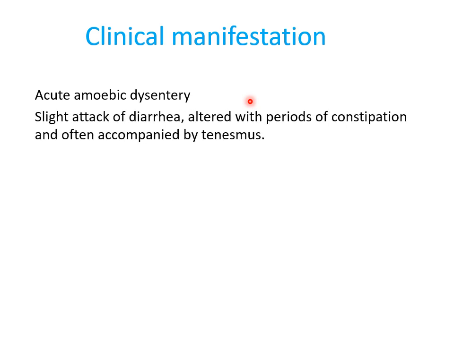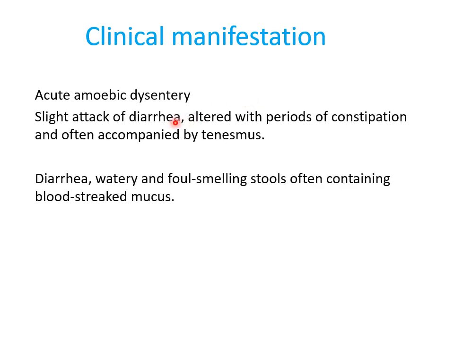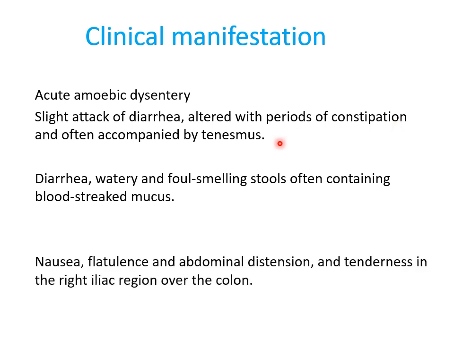So what are the clinical manifestations? Acute amoebic dysentery: there is a slight attack of diarrhea, alternating with periods of constipation and accompanied by tenesmus, and foul smelling stool, nausea, flatulence, abdominal distension, etc. And they may have tenderness in the right iliac fossa over the colon.